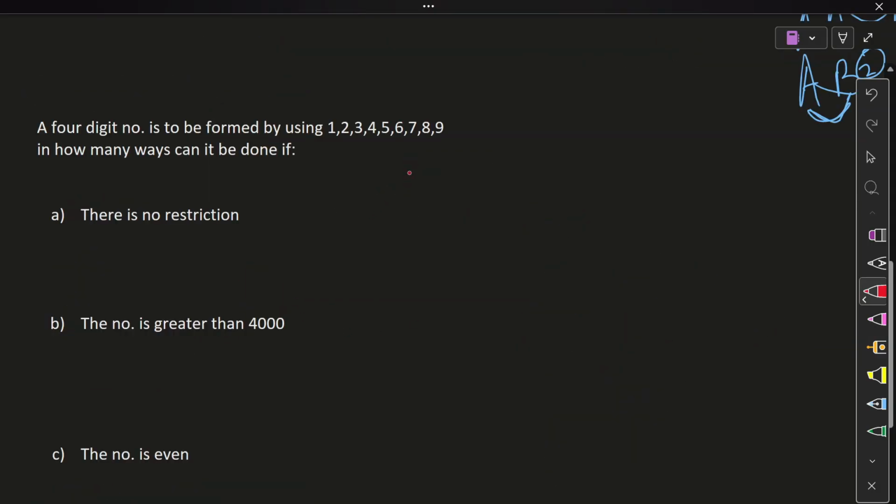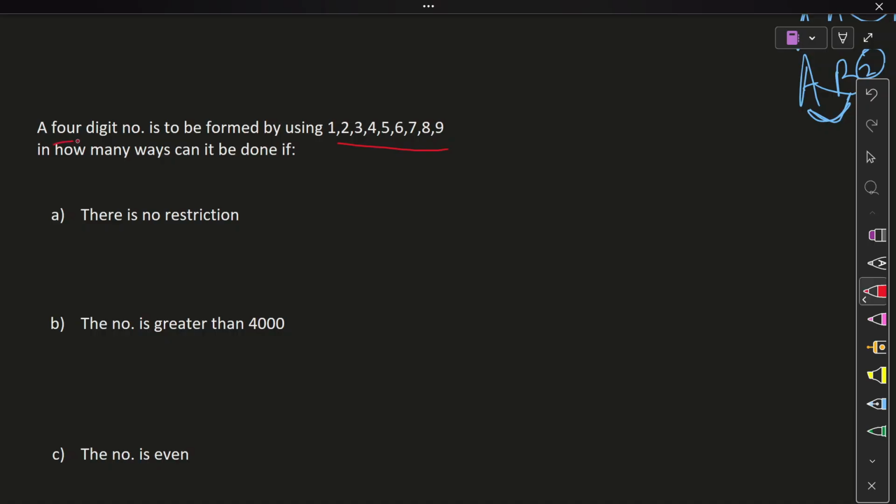Now to the questions. This is a permutation question, and let me tell you some ways to identify it yourself without the word arrangement in this question. It will be mentioned, don't worry. You can already see a 4-digit number is to be formed out of these digits. So you already know the digits are more, the objects I have are more. I have 9 digits, right? They're more.